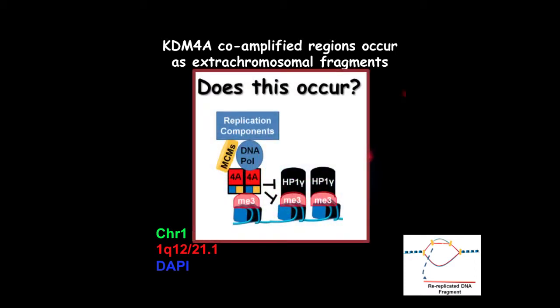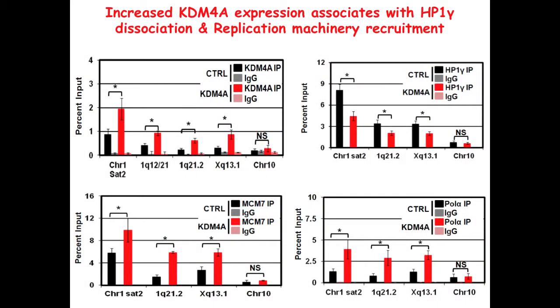We wanted to know if the same mechanism that we saw at the 1q12 region was happening here. So we did the same type of analysis, where we looked to see if there was increased occupancy, and at all the targets that were re-replicated, you had increased KDM4A occupancy. At all the targets, we displaced heterochromatin. At all the targets, you increased licensing recruitment as well as DNA polymerase.